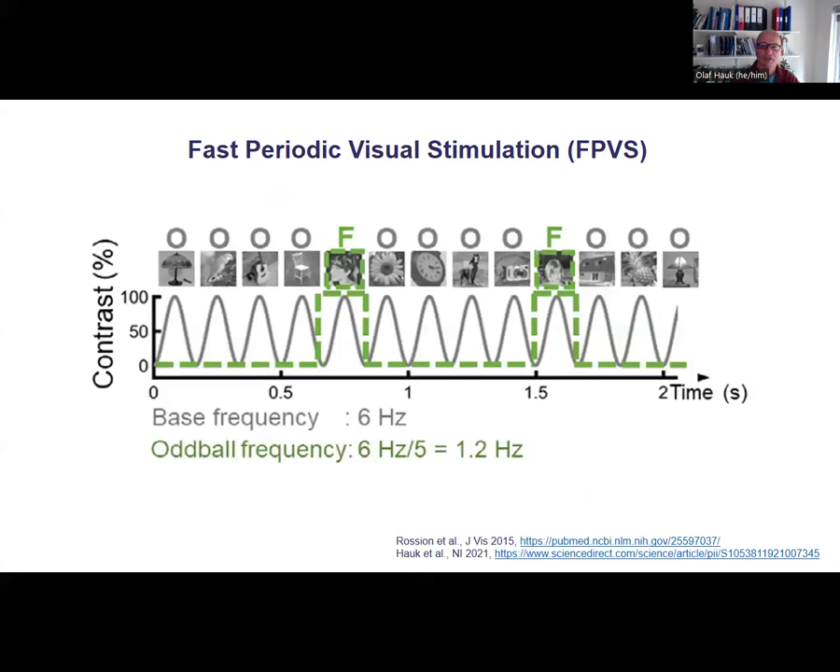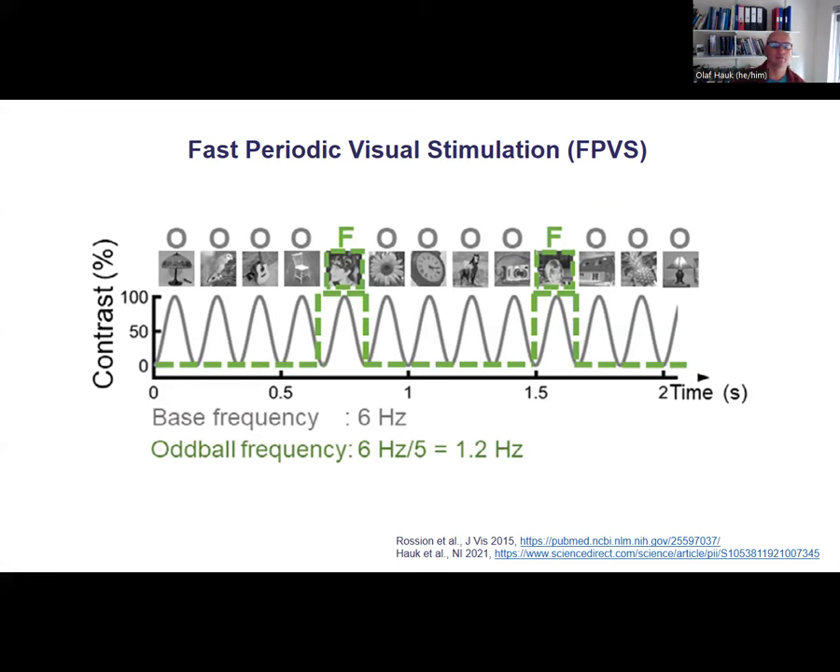Also shameless self-advertising here, because I'm using one of our own studies. Not only do you get a periodic response if you present the stimulus periodically, so here natural images of objects were presented at a frequency of 6 hertz. So then you expect a response at 6 hertz in the brain, just as we just saw. But you can also intersperse a particular category of object. In this case, every 5th image was a face among other objects and animals. So basically, faces were presented at a frequency of 1.2 hertz.